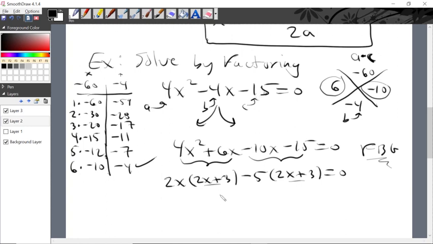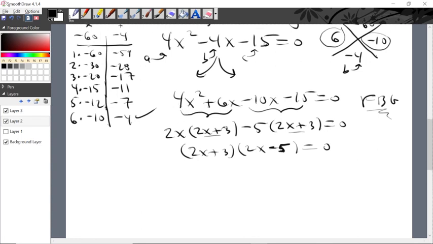Okay, now where do we go from here? Well, 2x plus 3 is a common binomial factor, so we take out the 2x plus 3, and that leaves behind a 2x and a minus 5, and then that equals 0. Now, if you have another way that you want to get to these two factors, that's totally fine. This approach is really robust. It's going to work on a wide variety of examples with a lot of different numbers and combinations.